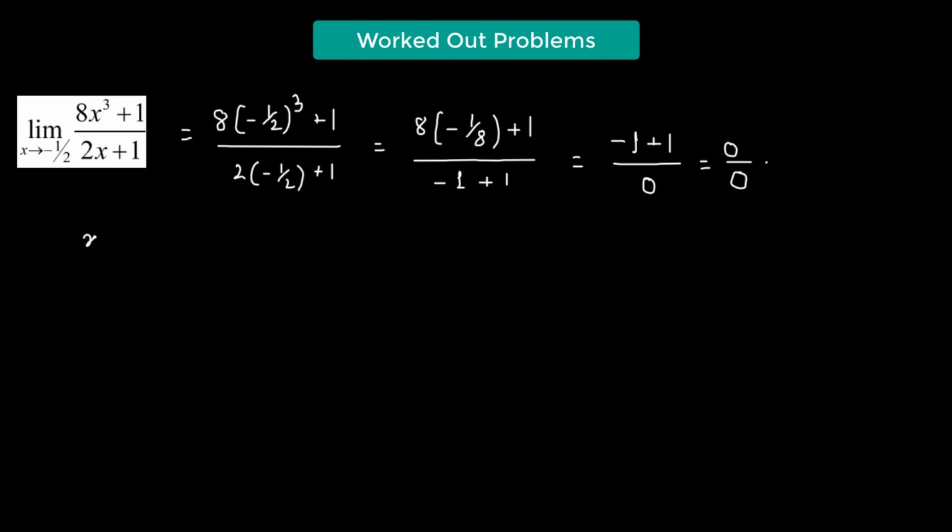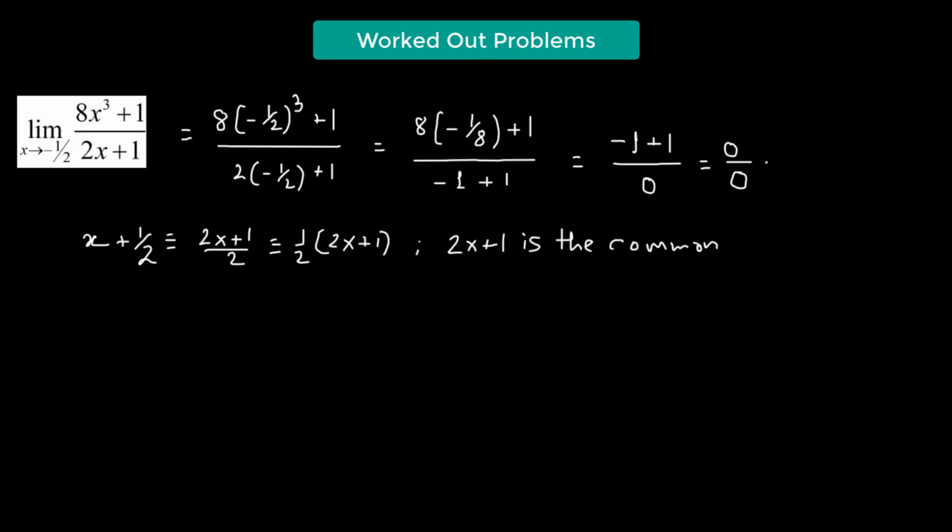So we say that x plus half is the common factor. So we can also rewrite it as twice x plus 1 divided by 2, which is equivalent to half times 2x plus 1. So we say that 2x plus 1 is the common factor in both the numerator and denominator. So now we begin with the numerator.